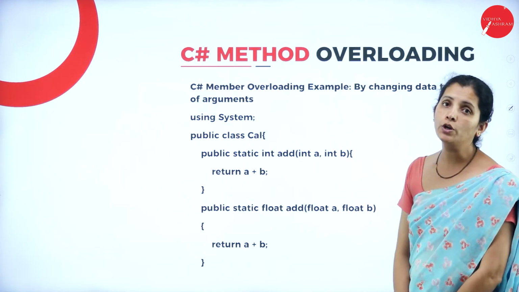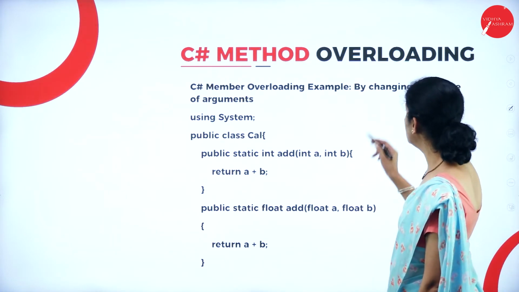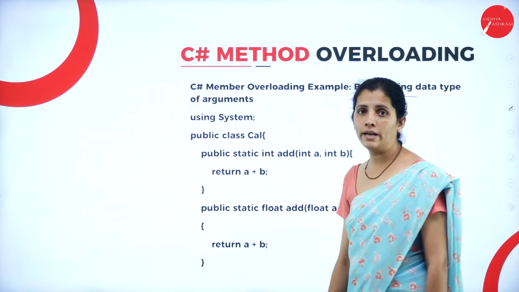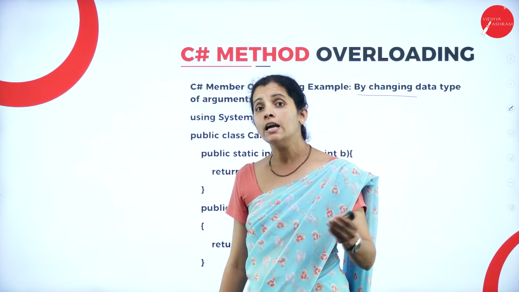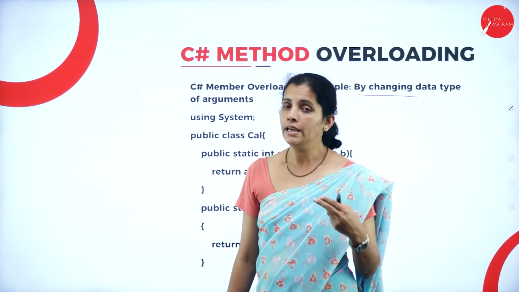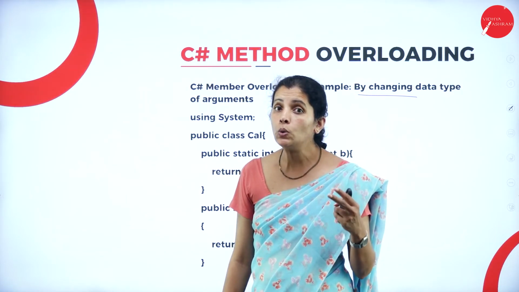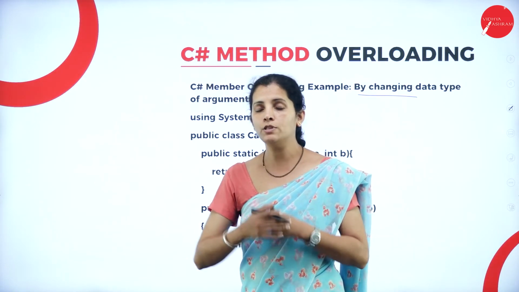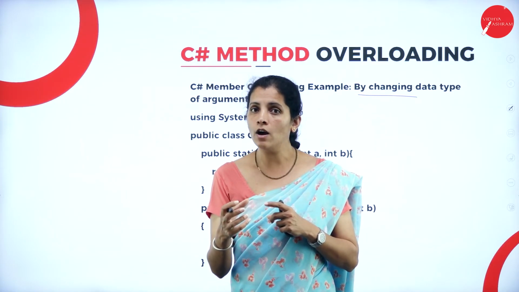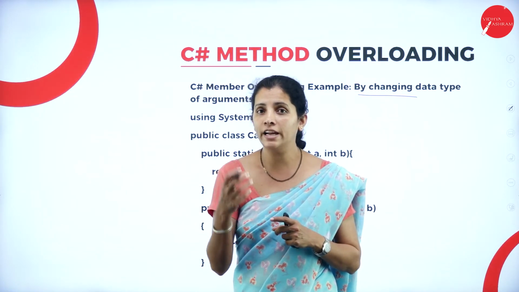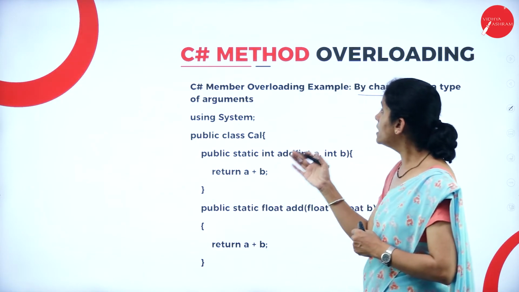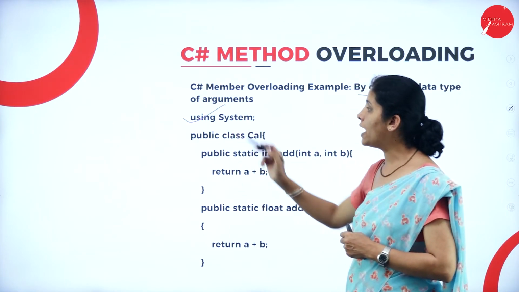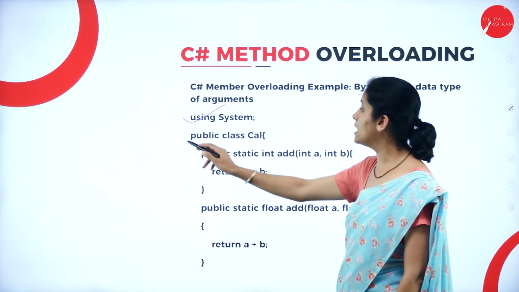Now, dear student, I'm going to show another type, that is by changing the data type of the argument. That means I'm going to change the type of the argument. Initially, we had taken 2 arguments of the same kind, that is integer. Whatever variables I had declared were all of type integer. But here I'm going to change the data type. So as usual, I'm going to have my first statement, then I'm going to create the class.